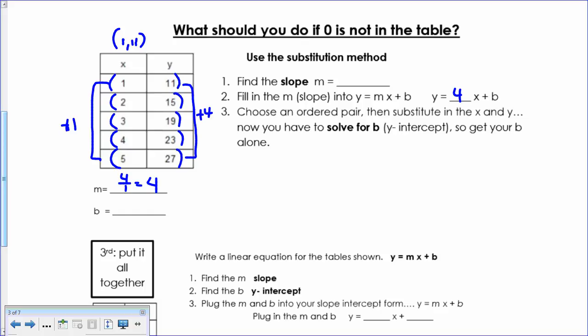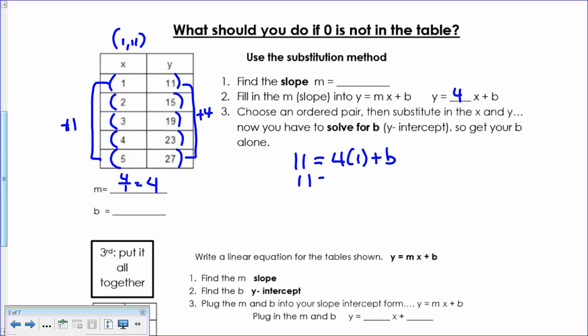What would you prefer, Nick? Yeah, 1 and 11, right? Find the smallest number, the less math you have to do. So I'm going to plug 11 in for y equals, I have my slope 4. What's my x? 1, so times 1 plus b. All right, so now that I plugged it into y equals mx plus b, I have a y, I have an x, and I have an m. I don't have b. Now let's just solve for b.